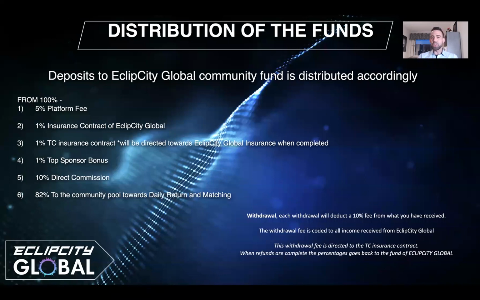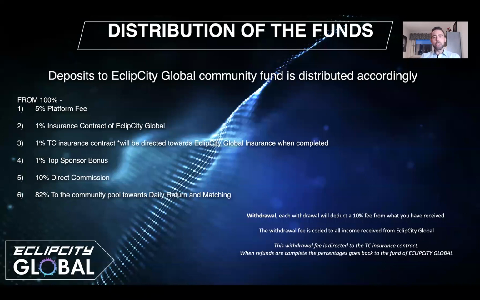pool. It goes towards the daily return and matching that goes to the entire community of EclipCity Global. That means 82% of what I do goes to the entire community. 82% of what you do and what your team does goes towards the entire community. And 82% of what this entire community does goes towards you and your community as well. This is what I call a true community build, where everyone supports everyone. In fact, that is the motto of EclipCity Global. Everyone supports everyone.